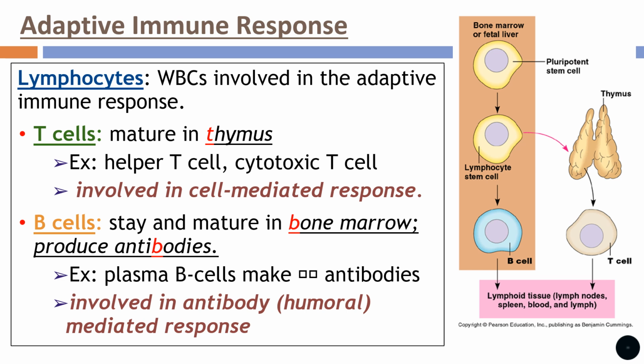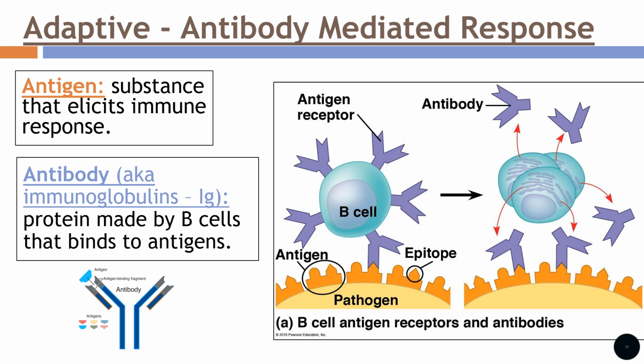So T cells are going to mature in the thymus. Examples of T cells are going to be like helper T cells or cytotoxic T cells. And again, these are involved in the cell-mediated response. Whereas B cells are going to stay and mature in the bone marrow and produce antibodies. Notice your highlighted letters there. I did that to help give you something to grab a hold of for your studying. A few examples of B cells are going to be our plasma B cells. And again, these make antibodies. I really want you to make that association that B cells are making antibodies. These are going to be involved in the antibody or humoral mediated response.